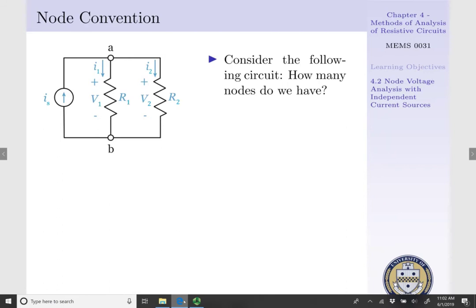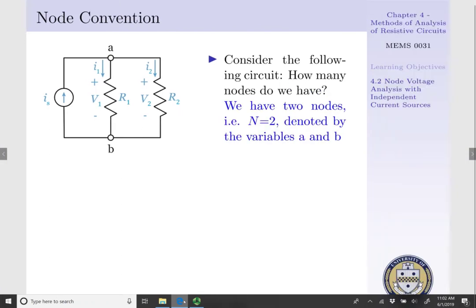To begin, we have to introduce node convention. Looking at the circuit to the left, can you identify how many nodes we have? The answer is 2. That is, n would be equal to 2, and we denote our nodes by variables a and b.